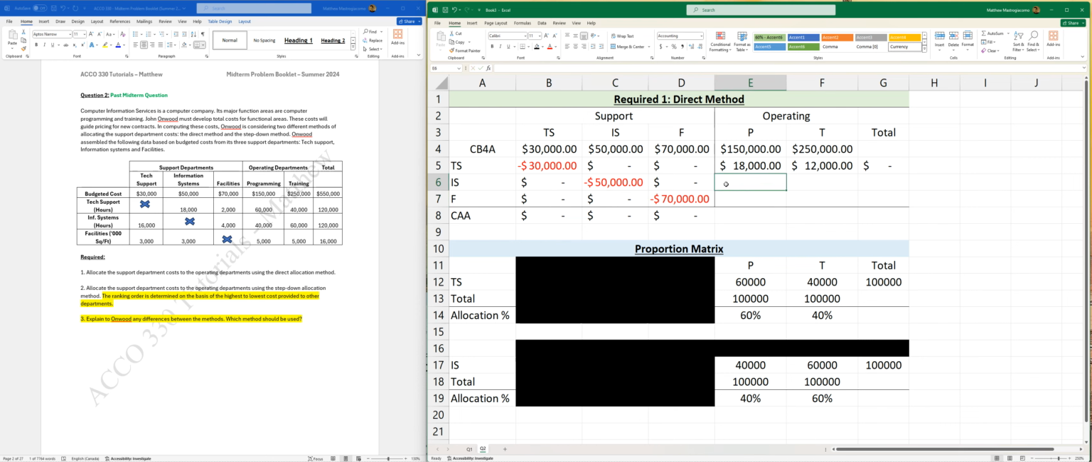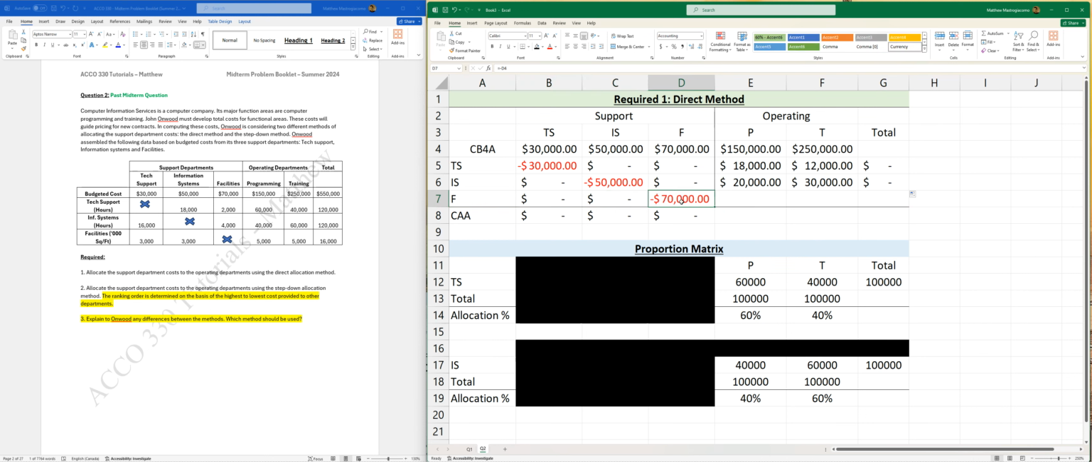Okay, now for information systems, we have 50,000 in cost. Okay, and programming uses 40%. So that's 20,000. Then training. If we have 50,000 in cost and training uses 60% of it, then that's 30,000. And then you want to do your check. We just sum the whole line, and you'll see here. You just took the 50,000, you split it 20-30. 20,000 to programming, 30,000 to training, and just like that, now, guys, you are good with the information system allocation.